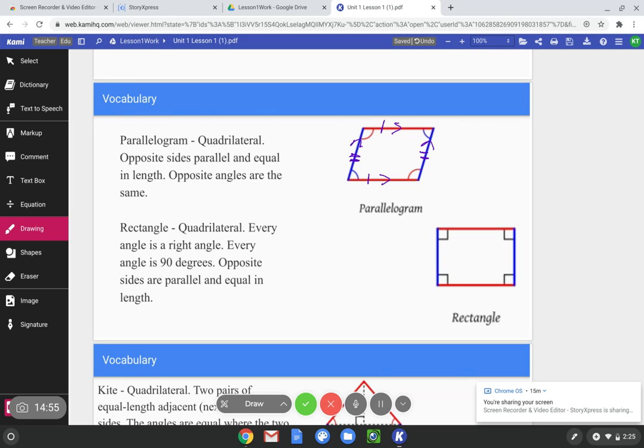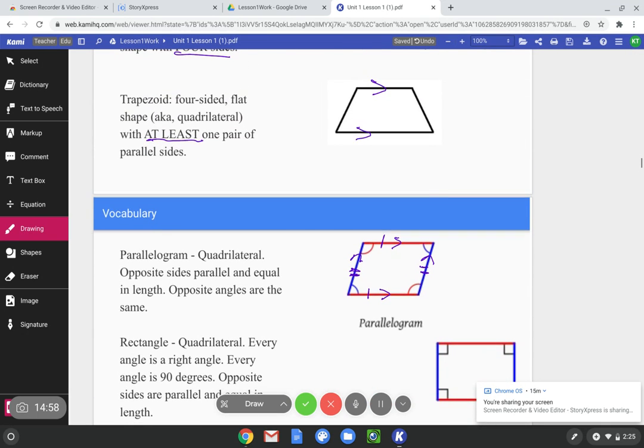Well, okay, this parallelogram does have at least one pair of parallel sides. So is it possible for this parallelogram to fit the definition of the trapezoid? Is that possible to have two titles? Yes, it is. So this parallelogram fits the rules for the trapezoid.